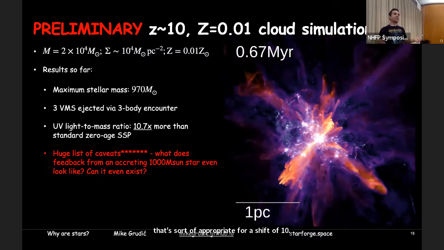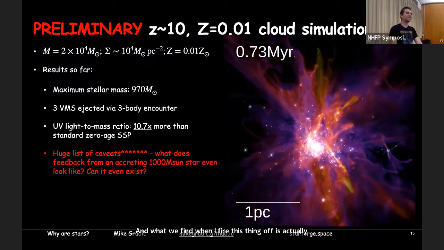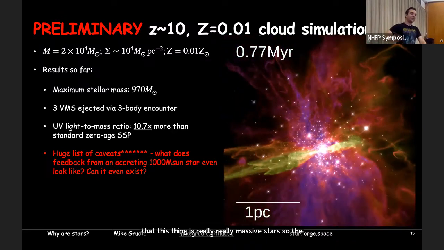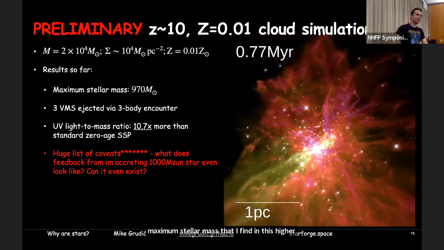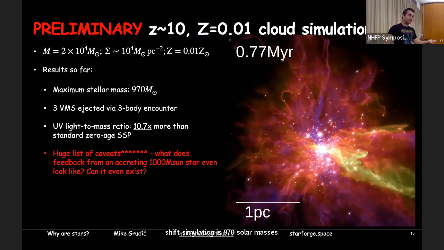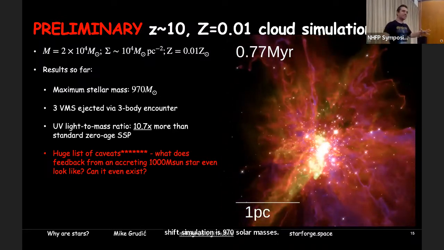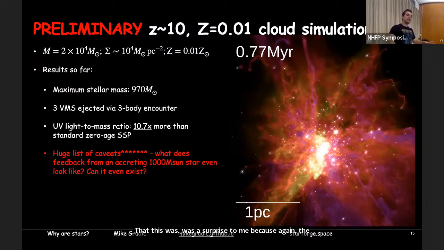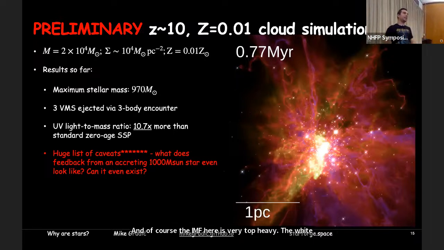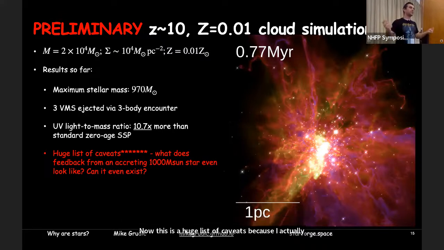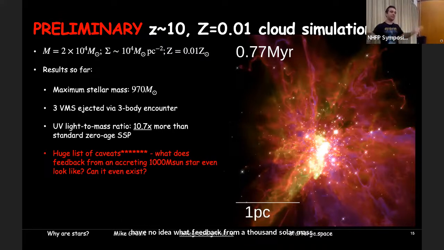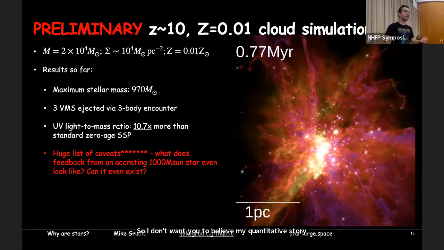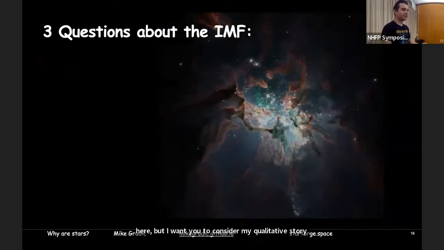What we find when I fire this thing off is actually that this thing makes really, really massive stars. So the maximum stellar mass that I find in this high redshift simulation is 970 solar masses. But this was a surprise to me because, again, this same model does very reasonable things in solar neighborhood conditions. And of course, the IMF here is very top heavy. The light to mass ratio is very high. Now, this comes with a huge list of caveats because I actually have no idea what feedback from a 1,000 solar mass star even looks like, or whether this thing is even stable as it accretes. So I don't want you to believe my quantitative story here, but I want you to consider my qualitative story that very dense, low metallicity conditions are a very nice place to make some very massive stars.